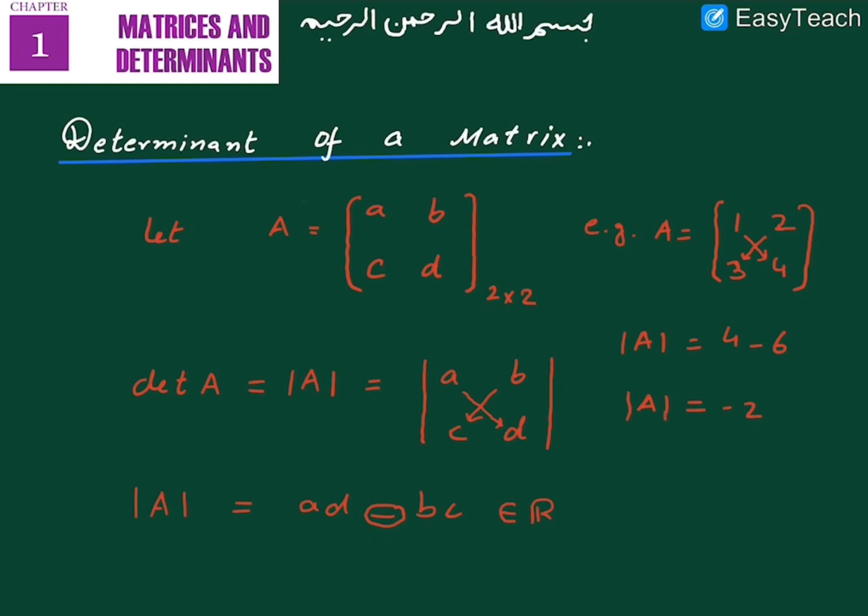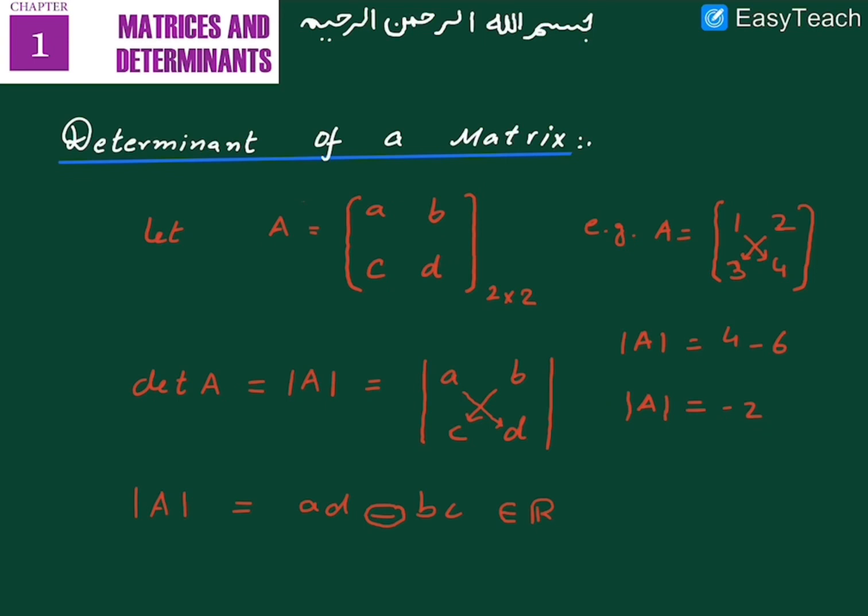So always we will take a square matrix of order 2 by 2. Otherwise, finding the determinant of order 3 by 3 is different. That is out of syllabus, so we will not discuss order 3 by 3 here.